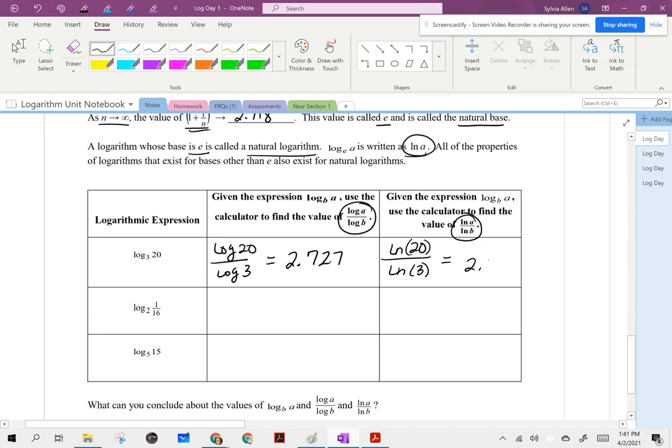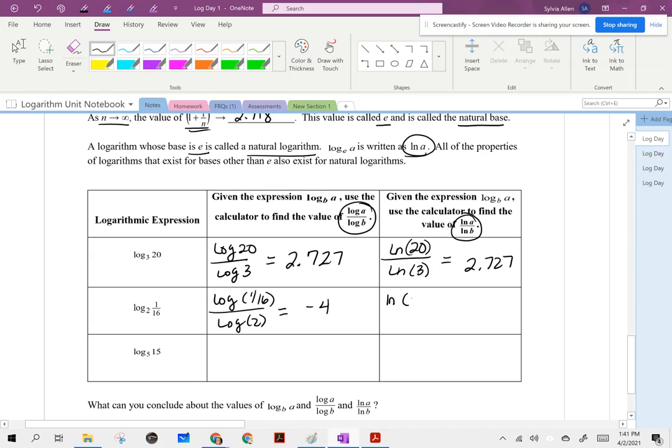And you should also get 2.727. Okay, so again, it really doesn't matter if you use ln or log. We just default to log, and we kind of reserve the ln to represent a base of e. So let's do log of 1/16 over log of 2, and that is going to equal -4, right? That's 2 to the -4 power equals 1/16.